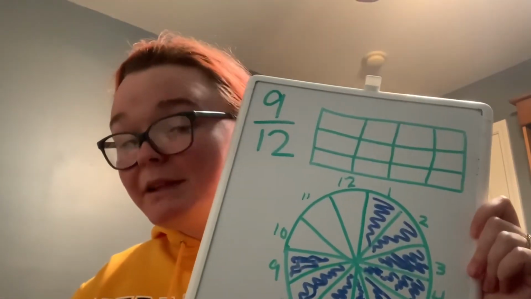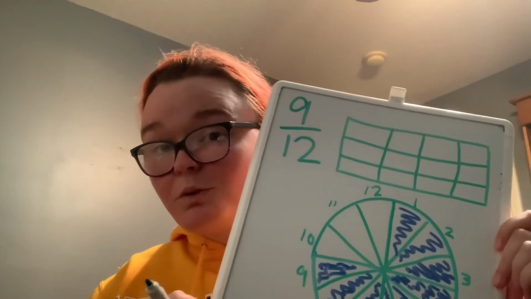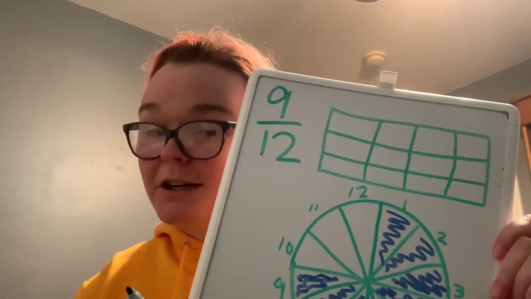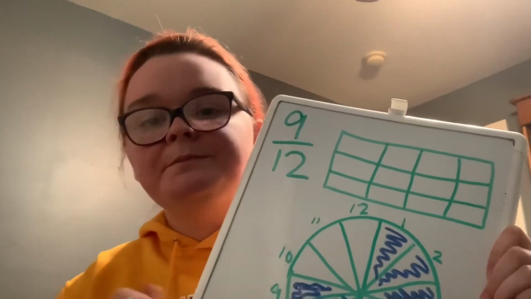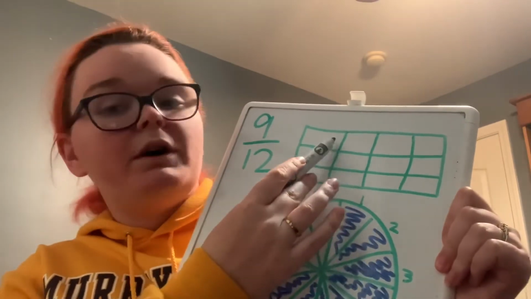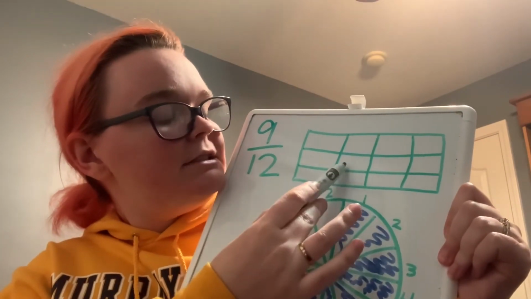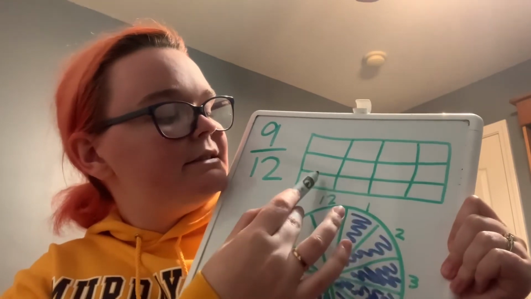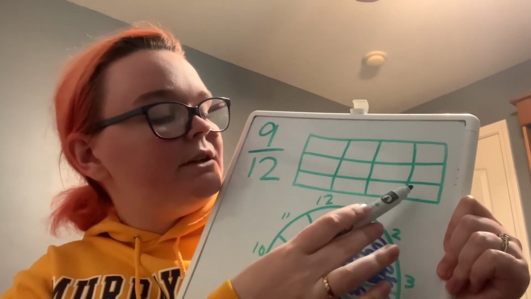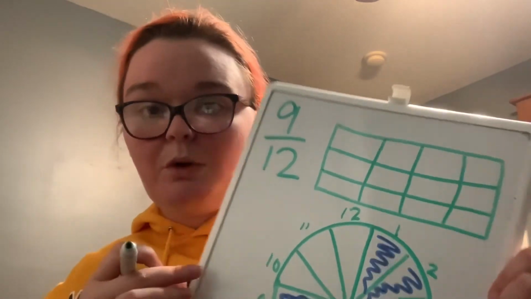And as I said, my parts are not completely equal. In an ideal world, in an ideal fraction scenario, the parts would all be equal. But here we have 1, 2, 3, 4, 5, 6, 7, 8, 9, 10, 11, 12 pieces total. Now, because the numerator is 9, we are going to shade in 9 of those parts.